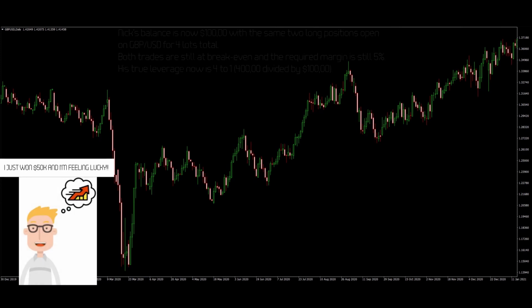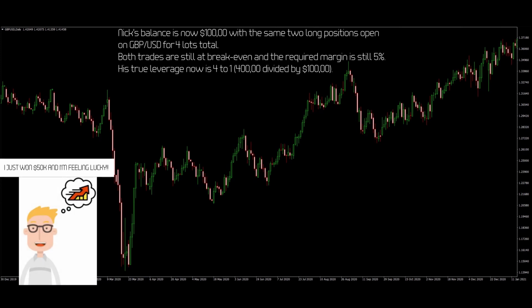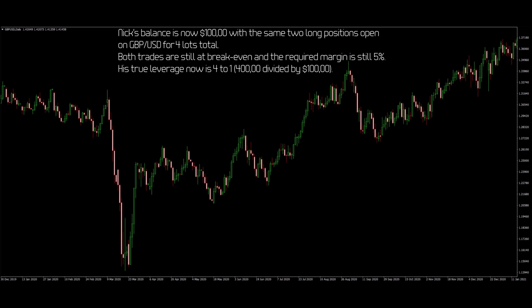The same two positions are open with 4 lots long in total on GBP USD, with both trades at break-even and the broker's margin required is still 5%. Now his true leverage is 4-to-1 because he has $400,000 open with a $100,000 account. His used margin is $20,000, therefore GBP USD would have to drop a lot more than 750 pips like in the first example.